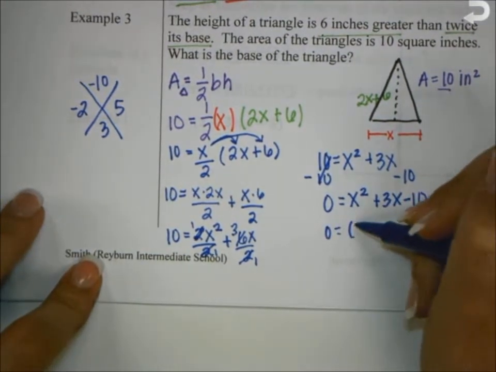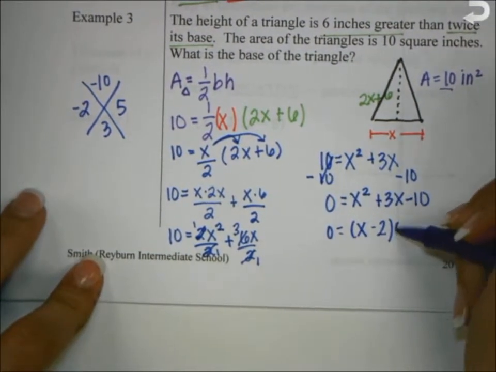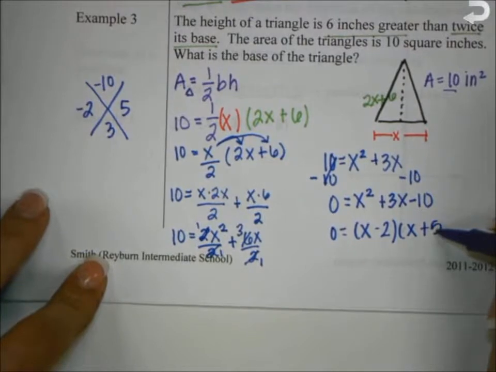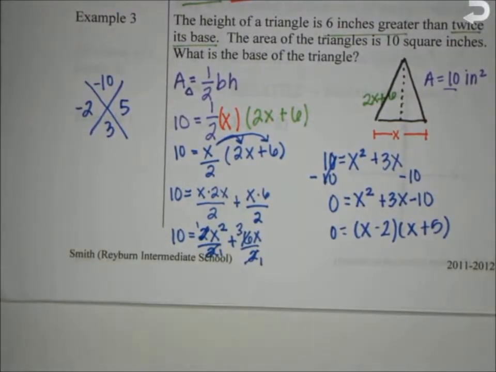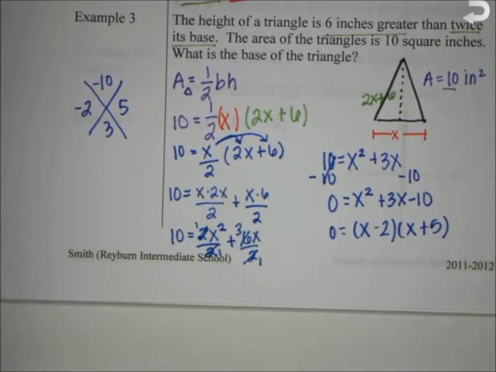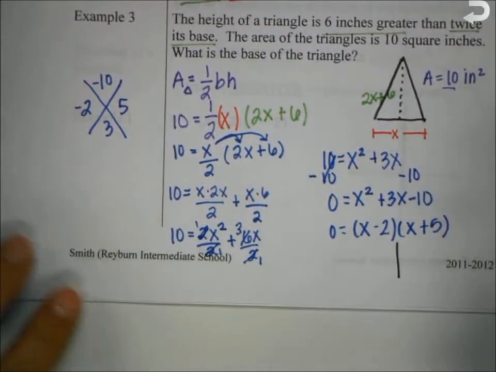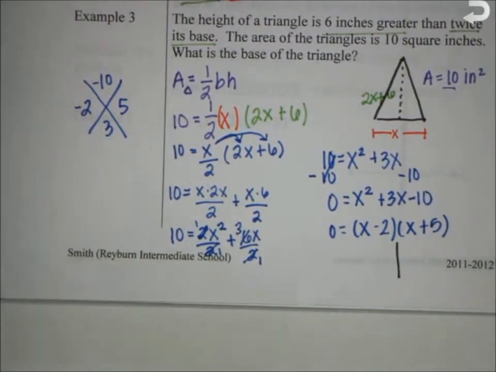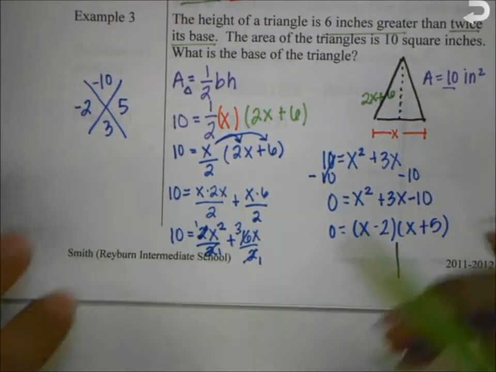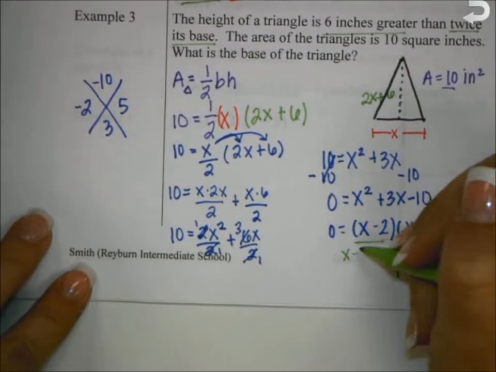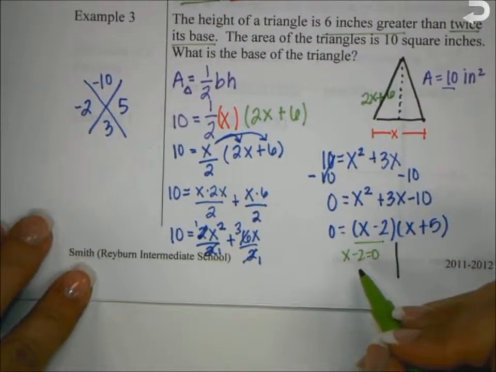And now what do I do? I set each one equal to 0. So we get x minus 2 equals 0. How do I solve for x here? Add 2 to both sides. So x equals 2.